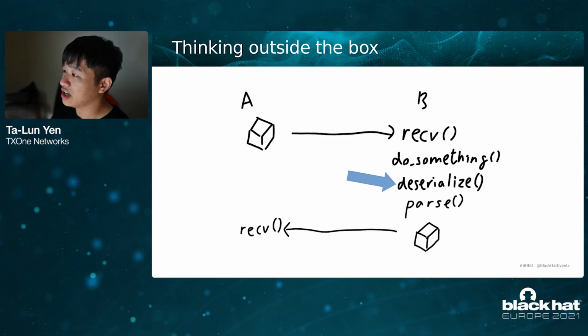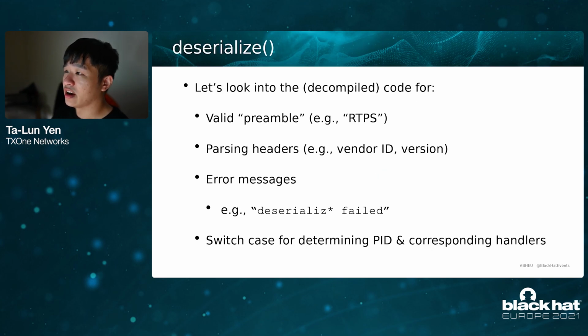The general idea while doing fuzzing is that you only want to fuzz what is necessary. Otherwise, you might end up with lots of garbage information. And how do you find the deserialization code? You can look into the code for a valid preamble, such as the four letters RTPS. You can look for where it's trying to parse headers, such as GUID prefix or version.